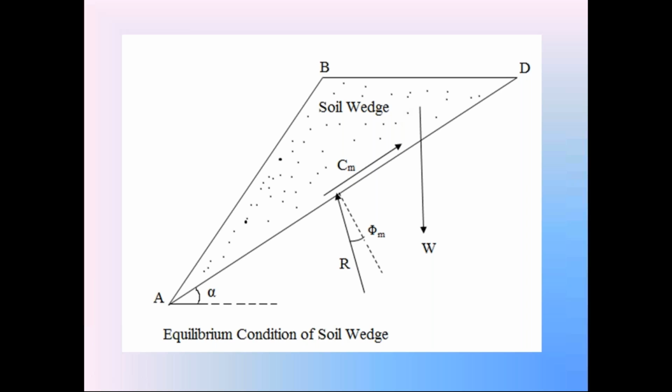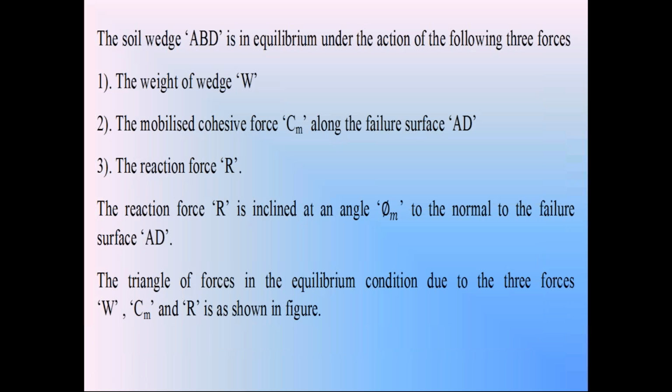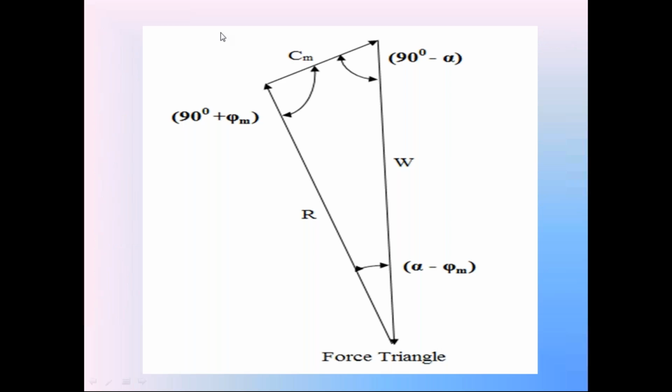If three forces keep the body in equilibrium condition, those three forces will form a force triangle. That is the condition from engineering mechanics. So these three forces W, Cm and R form the force triangle because these three forces are keeping the soil wedge in equilibrium condition. Check that force triangle by the three forces W, Cm and reaction R. This is the force triangle.